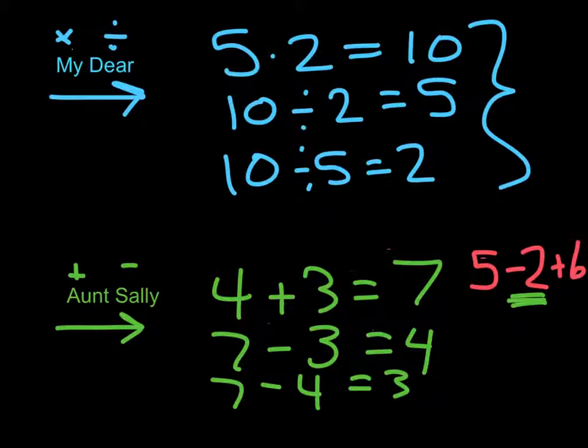If I had 5 plus 2 minus 6, that's a different story. Now it's the minus 6 that I'm subtracting, and I can do 5 plus 2 is 7, 7 minus 6 is 1.